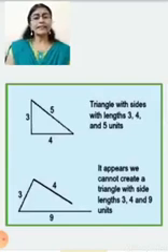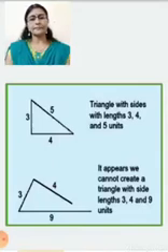Now the second one. It appears we cannot create a triangle with side lengths 3, 4 and 9 units. Let us see how. When you are adding, let us start with the first combination, 3 and 4. 3 plus 4 is 7, which is less than 9. So can you form a triangle? No. Because if the sum of any one pair is less than the third side, we cannot form a triangle. So in this example, with the sides 3, 4 and 9 units, we cannot form a triangle.